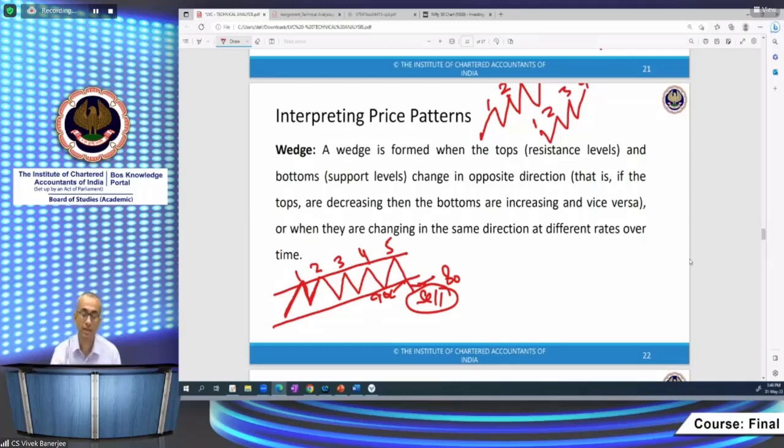Okay, so this is actually a wedge formation. And a bullish reversal, by another thing, it can be shown.